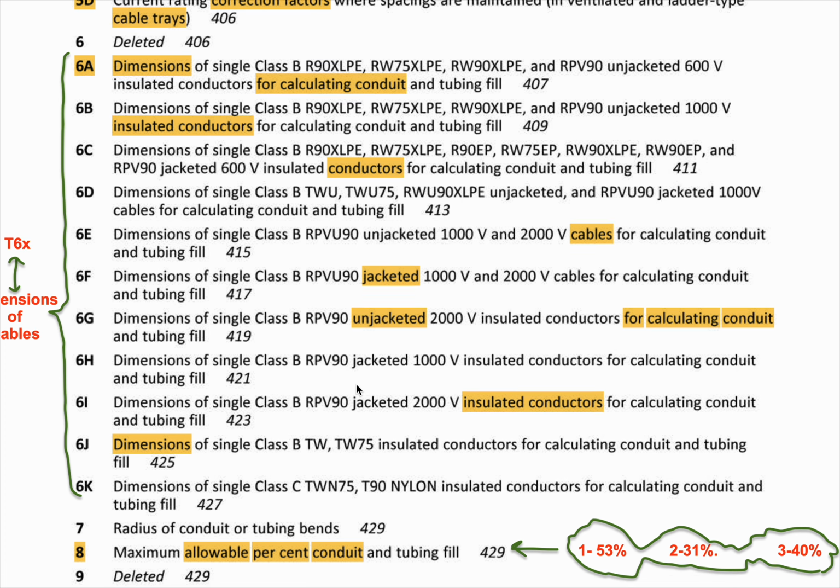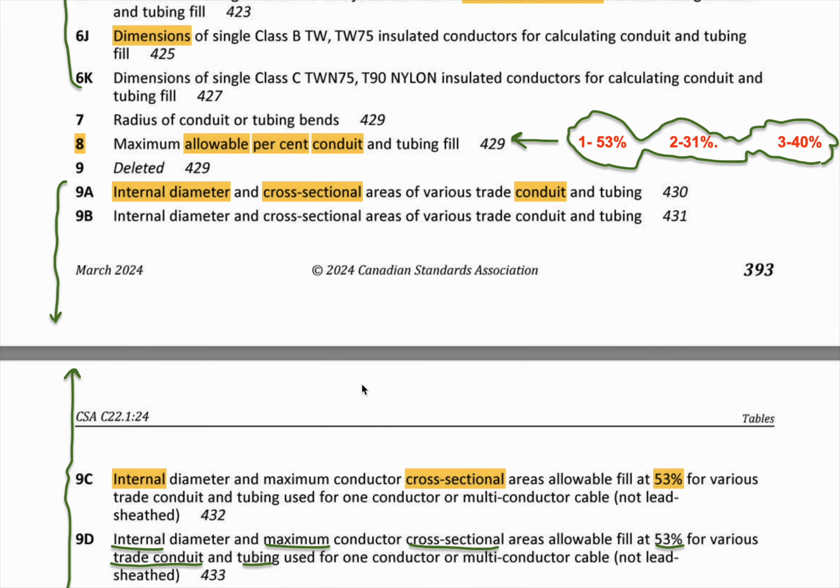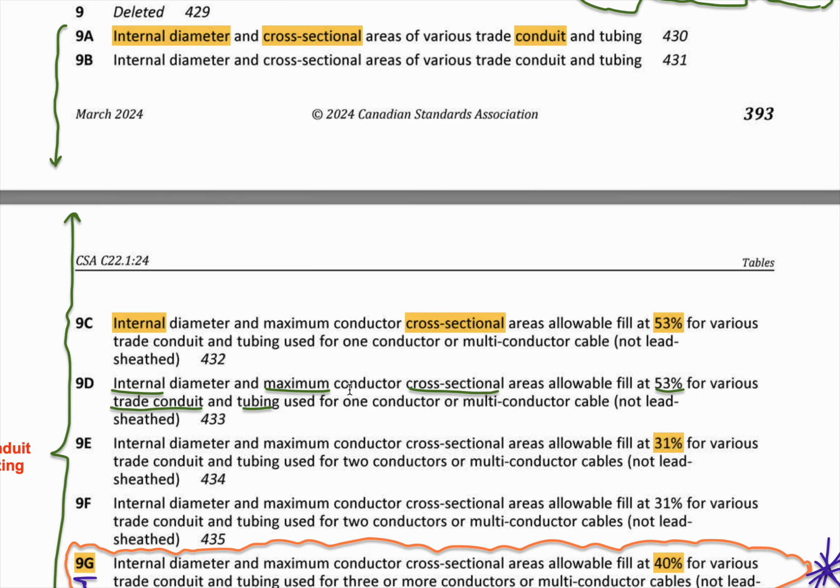After table 6 we go to table 9. What is table 9? Table 9 gives us the trade size of the conduits. For example, if we know the total size of the wires, we search in table 9 and find the correct size of the conduit.